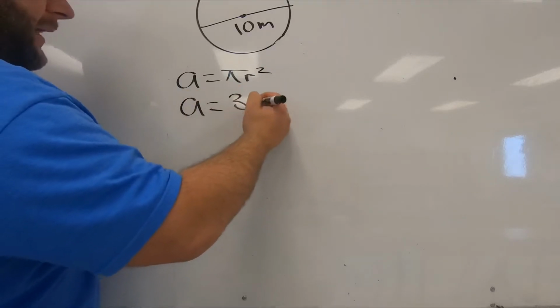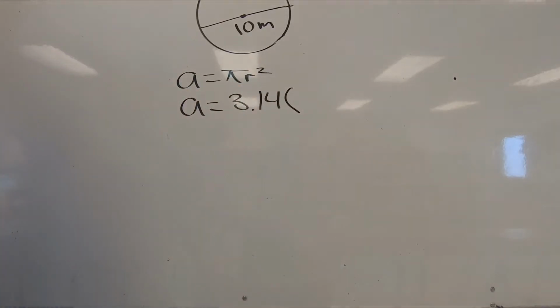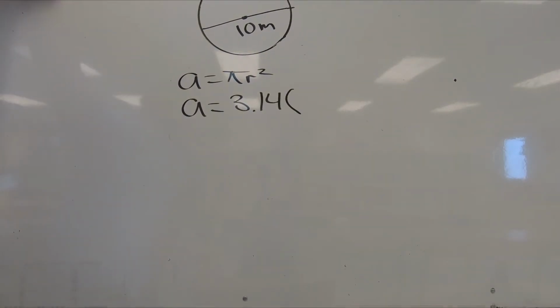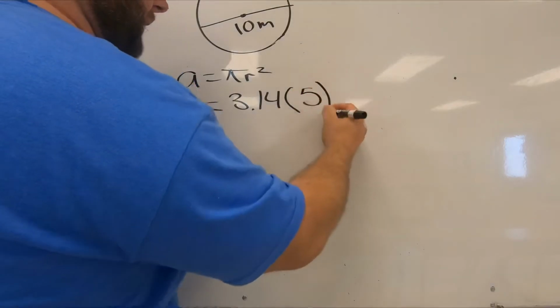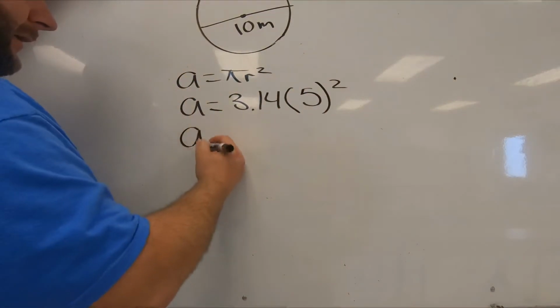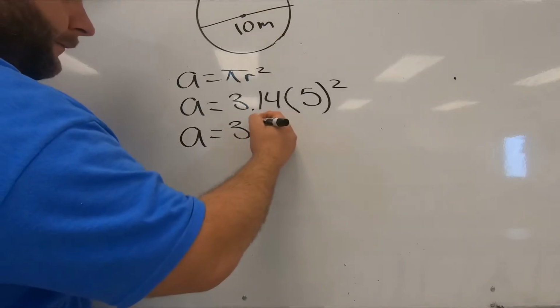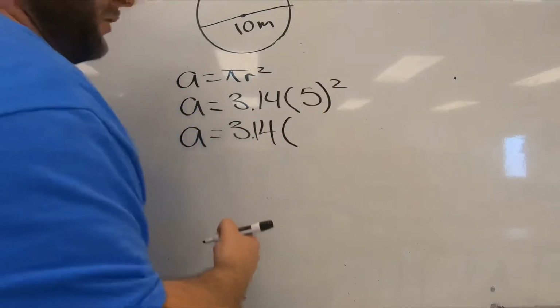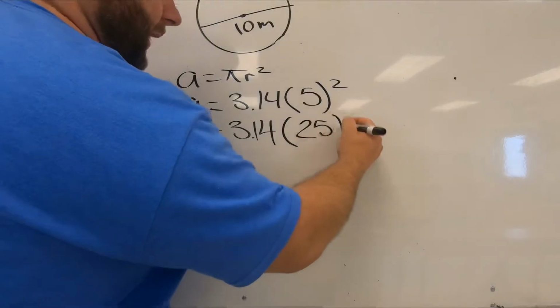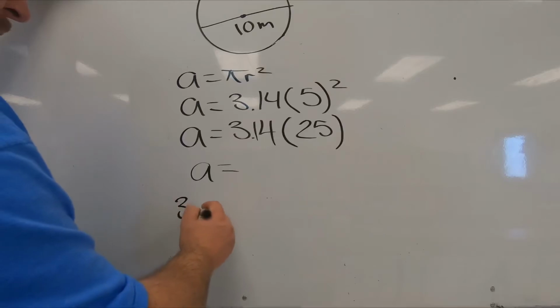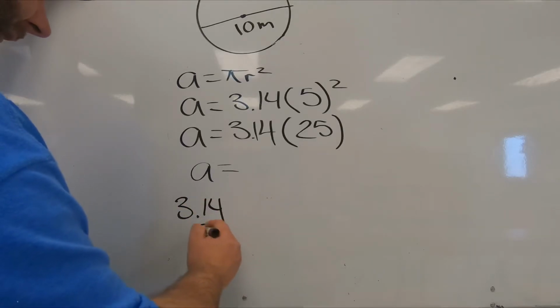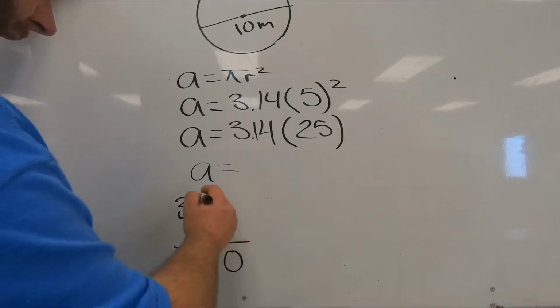Area equals, we know pi is 3.14. We don't have the radius. We have the diameter. But we all know that the radius is simply half the diameter. So if the diameter is 10, half that would be 5. And don't forget, we have to square it. 3.14 times, now 5 squared just means 5 times 5, which is 25. And then we just need to go ahead and multiply 3.14 times 25, and you will get your answer.